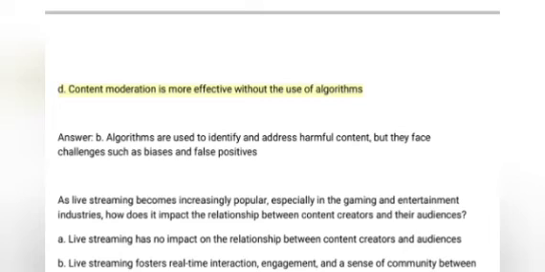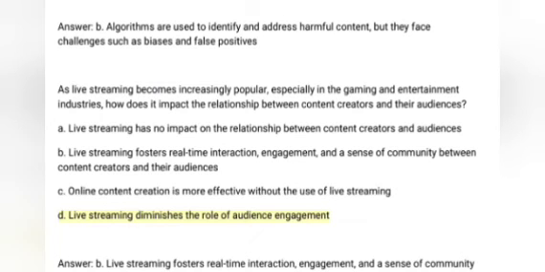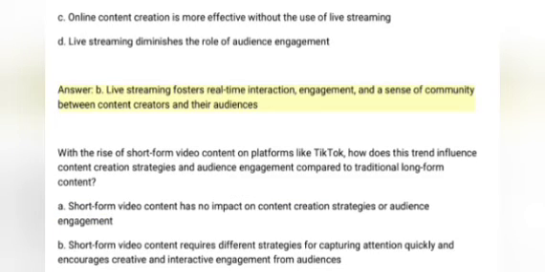Live streaming fosters real-time interaction, engagement, and a sense of community between content creators and their audiences. C. Online content creation is more effective without the use of live streaming. D. Live streaming diminishes the role of audience engagement. Answer. B. Live streaming fosters real-time interaction, engagement, and a sense of community between content creators and their audiences.